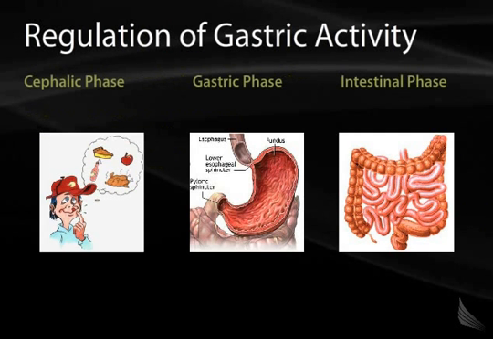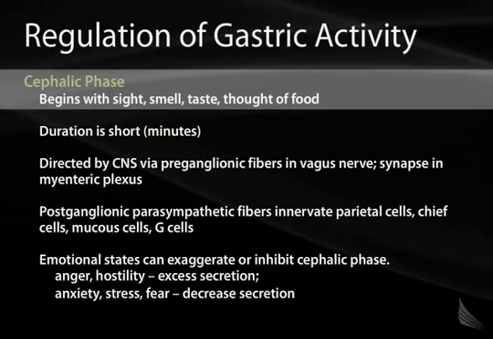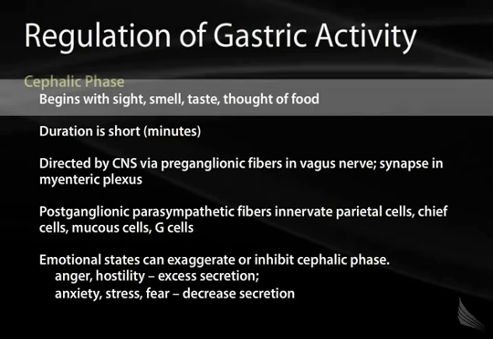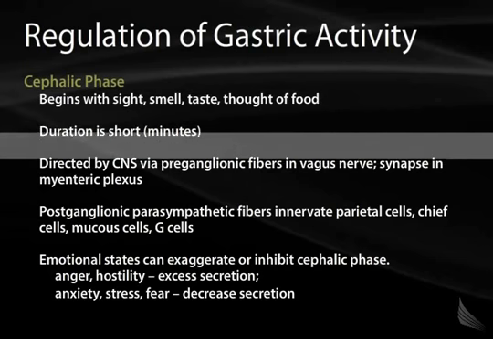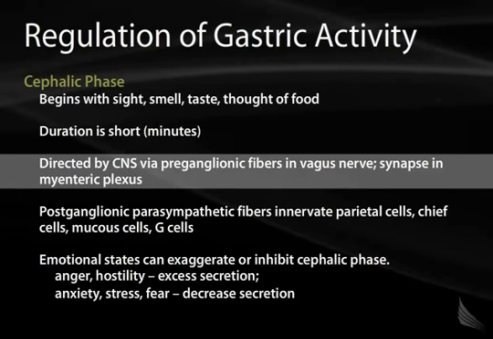So, as we've discussed throughout this GI module, all GI activity is occurring in different phases, but these phases are intermixed. So we will be looking at the cephalic phase, the gastric phase, and the intestinal phase. As we've discussed, the cephalic phase begins with the sight, the smell, the taste, and the thought of food. However, it's important to remember that during this phase, the gastric phase will already have begun, where gastrin secretion may be stimulated by this. The duration of the cephalic phase is short, and is directed from the CNS by preganglionic fibers in the vagus nerve, which synapse in the myenteric plexus.